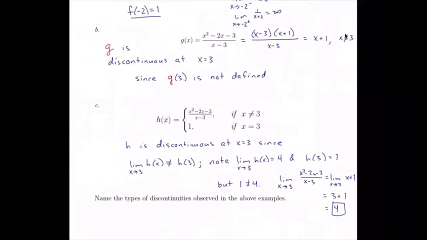So it turns out it is discontinuous at x equals 3, but let's see why. We take the limit as x approaches 3 of this function, that's this expression right here, it turns out it's equal to 4.